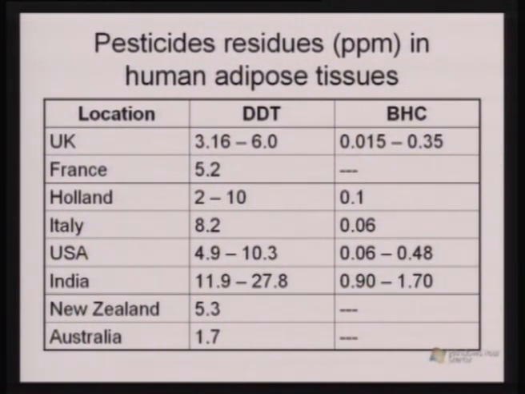New Zealand and Australia are not using BHC, they are using only DDT in their agriculture crops. So the contamination level of DDT in New Zealand is 5.3 milligram per kg of human adipose tissue, and in Australia the DDT level is 1.7 milligram per kg of human adipose tissue.